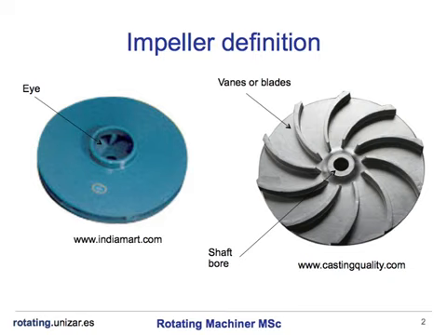An impeller is the rotating component of a centrifugal pump that accelerates the fluid inside the pump. The velocity gained by the fluid is transformed later into pressure as the fluid leaves the pump. As we can see in the picture, two pictures of impellers, the fluid enters the impeller through the eye, and then it is pushed by the vanes or blades and leaves the impeller through these holes. Here you can see a picture of a vane or a blade. The impeller also has a bore to attach the drive shaft.